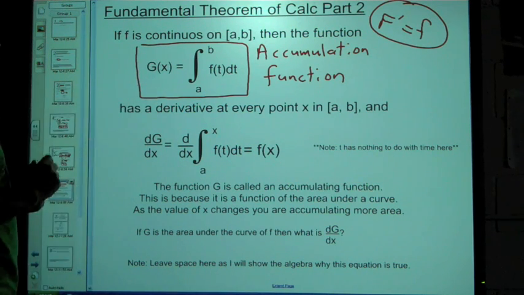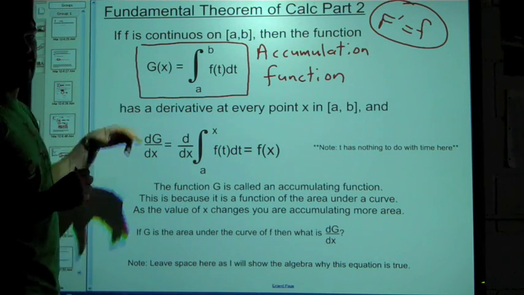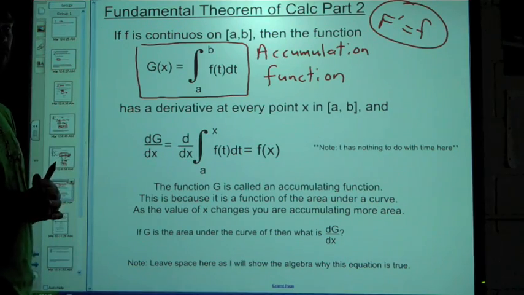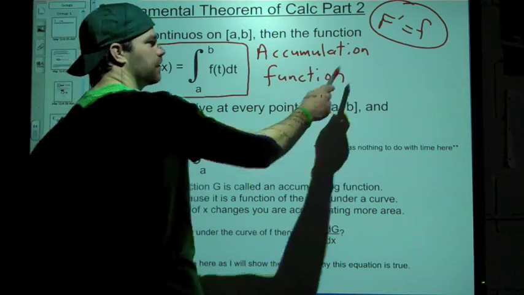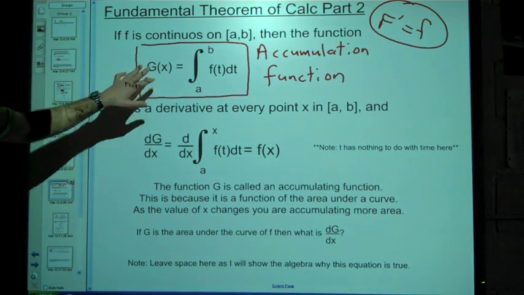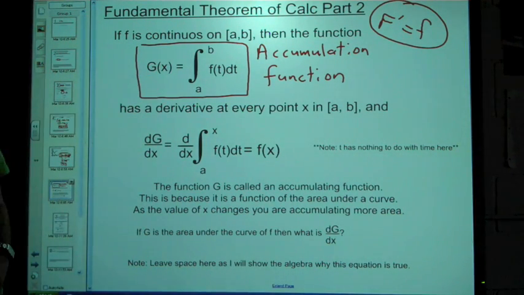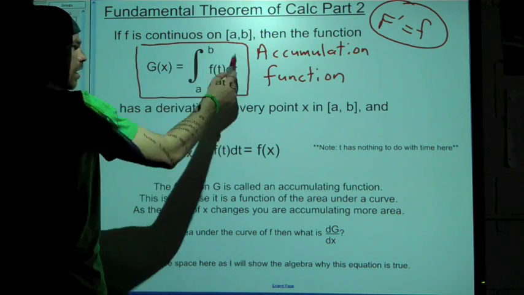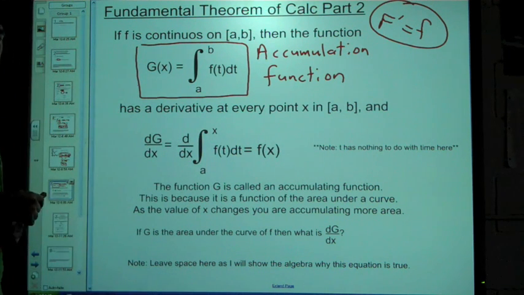It does not always have to be G. You'll see it as big F sometimes. So you cannot see big F and say it's antiderivative. Big F is the antiderivative if this is written. Okay, so they use big F for this sometimes. They'll use little f for this sometimes. There's lots of different letters they can use. The letters don't mean anything specifically. When you see some function equals the area under this curve, it's an accumulation function. So you got to get that in your heads.